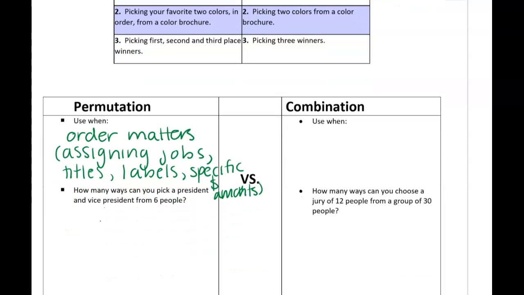So how many ways can you pick a president and a vice president from 6 people? That's 2 different titles. If the titles are different, if you're choosing different things to differentiate among the people you're choosing, that would be 6P2, which is 30.